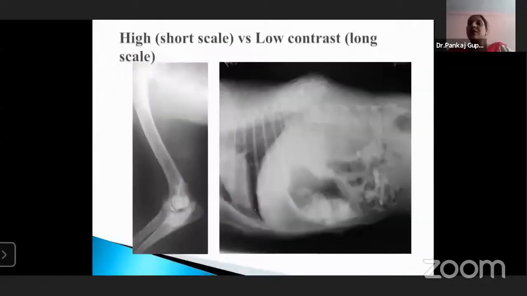Now this is the radiographic image. On the left side, the image has high or short scale of contrast. It has only two densities, black and white. On the right side, the picture has long scale of contrast. You can well appreciate the different soft tissues.